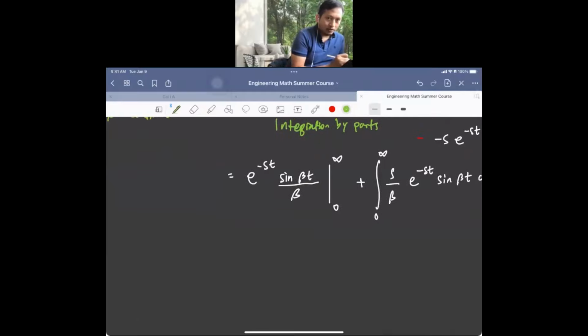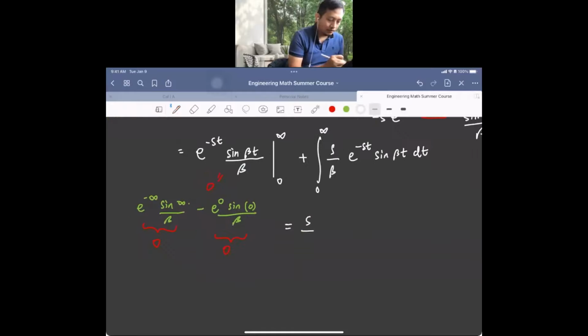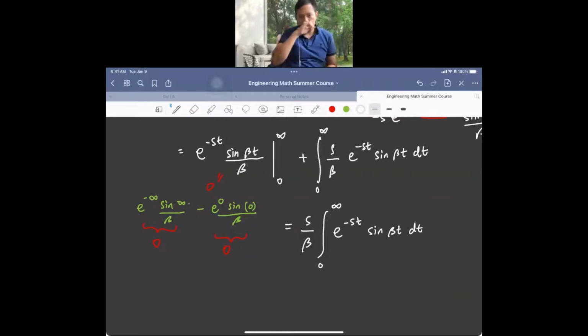Okay, let me just take infinity inside, to give you the form: e negative infinity sine infinity over beta, minus e with power of 0 sine 0 divided by beta. This part, as I mentioned, the exponent reduces to 0 because of that exponent property. And sine 0 is 0, so the whole thing becomes 0. And we are going to focus on here, in which we have s over beta as a constant, and we have 0 to infinity, and we have e negative st sine beta t dt.